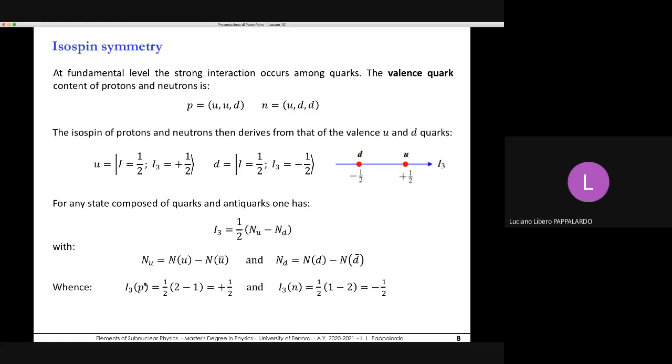Okay? So for the case of the proton, we have 2 up quarks and 1 down quark, and we don't have antiquarks as valence quarks. So for the proton, this is just 1/2 (2 minus 1), so it is indeed +1/2, which is the third component of isospin for the proton. For the neutron, instead, we do have 2 down quarks and 1 up quark, and no valence antiquarks. So in this case, it's 1/2 (1 minus 2), and you get -1/2 for the third component of isospin for the neutron.